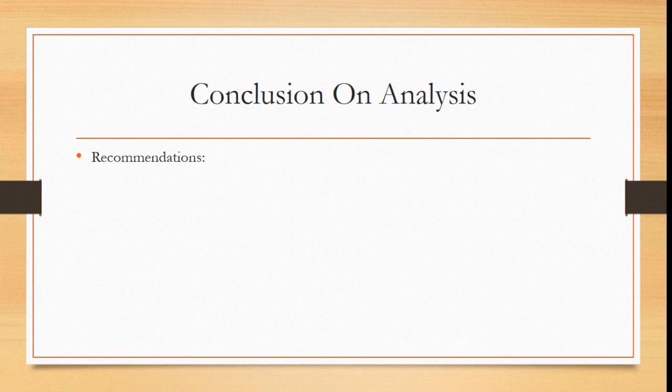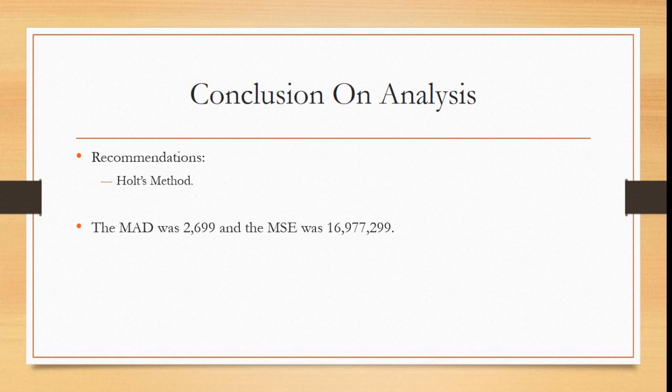Our recommendation to the operations manager, based on the analysis of our findings, is to use Holt's method of time series forecasting. We have found that Holt's method provides the most reliable forecasting, and we have determined this by calculating the mean average deviation and the mean squared error. We have focused on the mean average deviation for judging reliability because it is less susceptible to the influence of outliers.